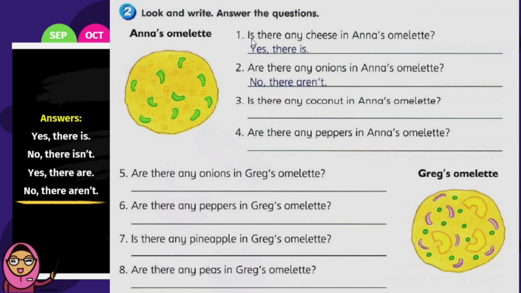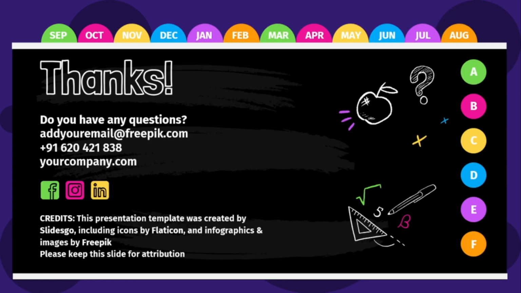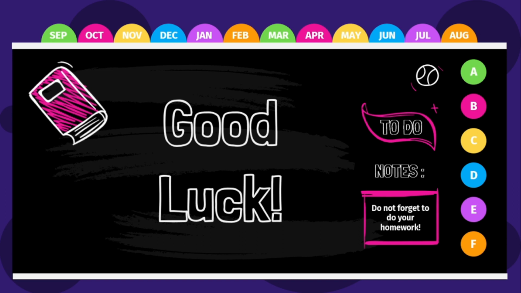Okay, here, examples, okay? Number 1, is there any cheese in Anna's omelette? Okay, baca teks tadi, ada cheese tak? Anna said, ada cheese dalam telur dadar dia. So, jawapannya yes, there is. Number 2, are there any onions in Anna's omelette? Anna tak beritahu pun ada bawang dalam telur dadar dia. So, jawapan dia no, there aren't. Okay, so you finish number 3 until number 8. Okay, you write these questions and the answers in your one-line writing book. Dalam buku garis 1.